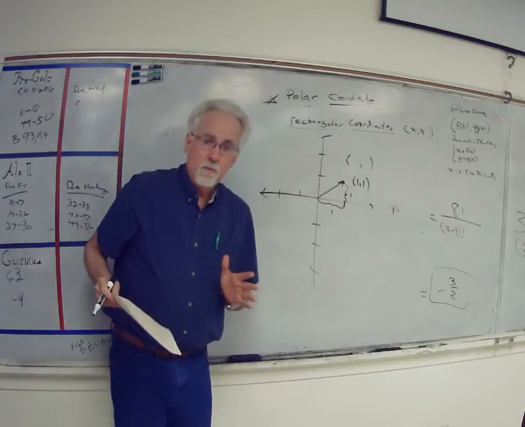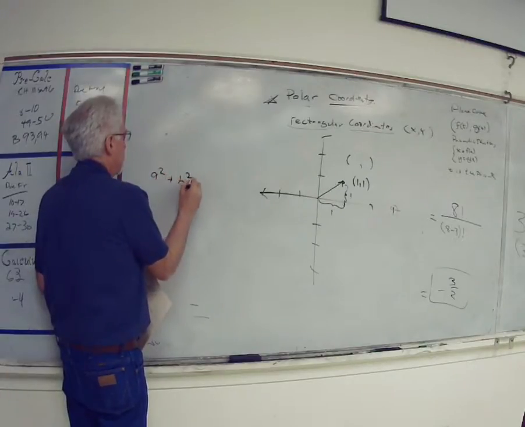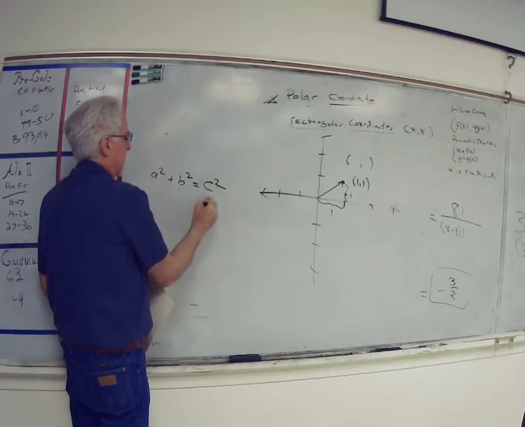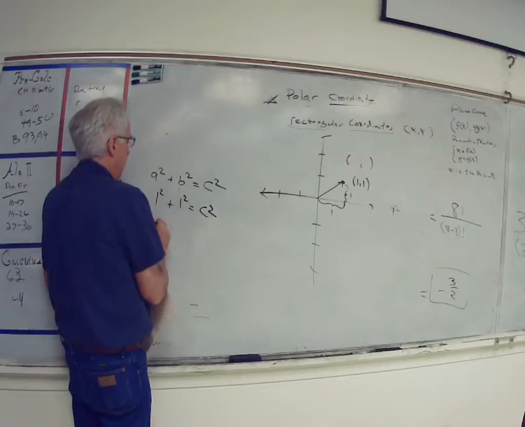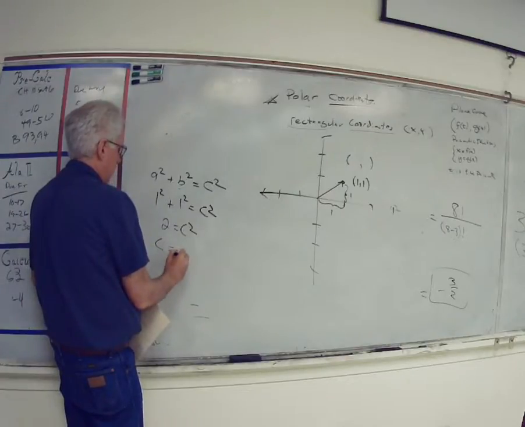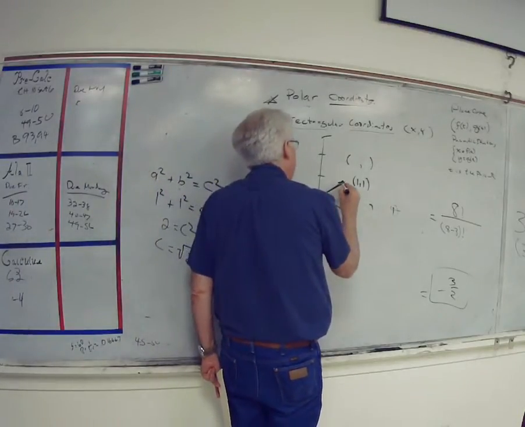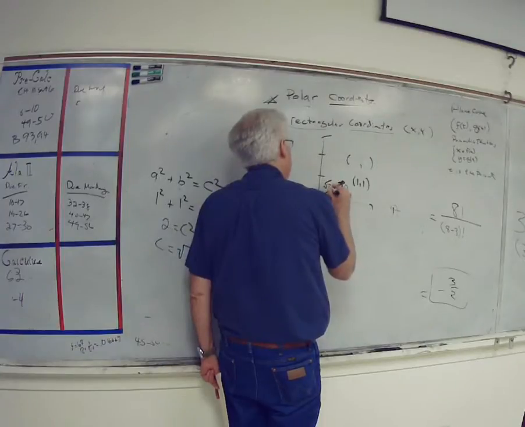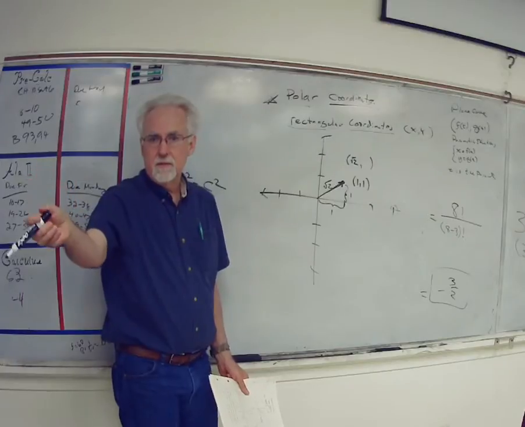What we know is a squared plus b squared equals what? C squared. And what's a? 1. So 1 squared plus 1 squared equals c squared. And there, 1 plus 1 is 2, which is equal to c squared. So c is equal to what? C will equal the square root of 2. So we know how long our vector is. It's the square root of 2. So the first number is the square root of 2. That's just saying how long it is.